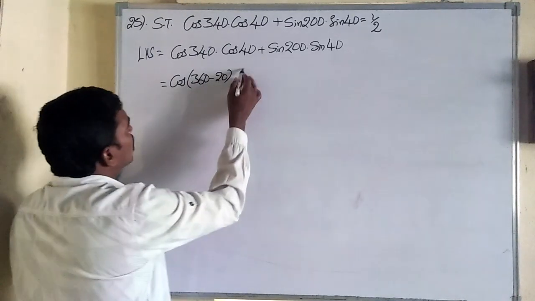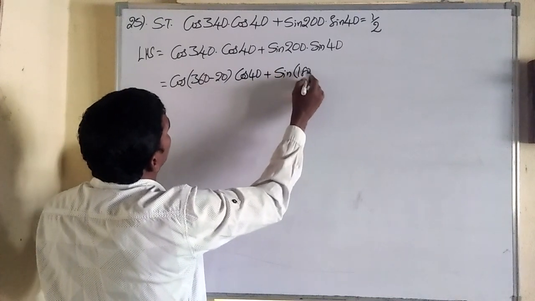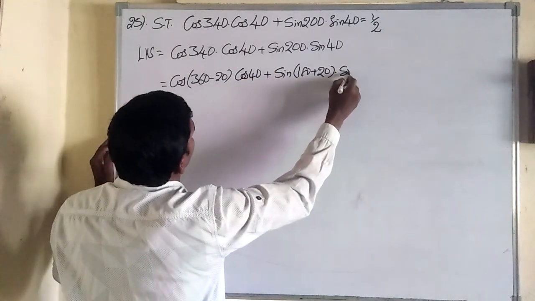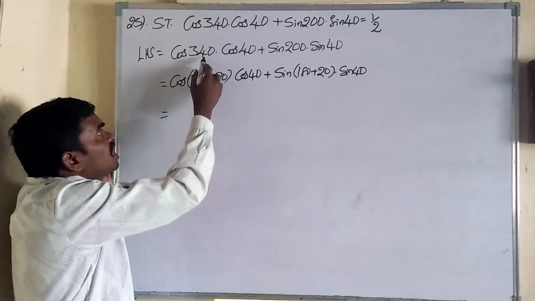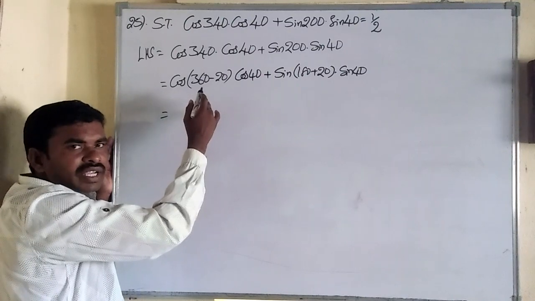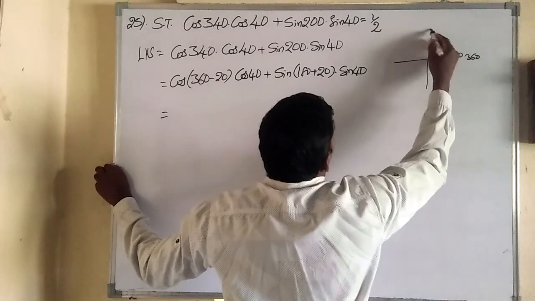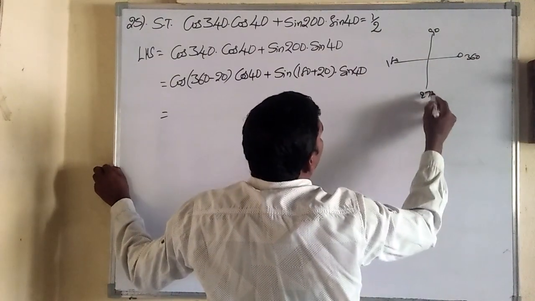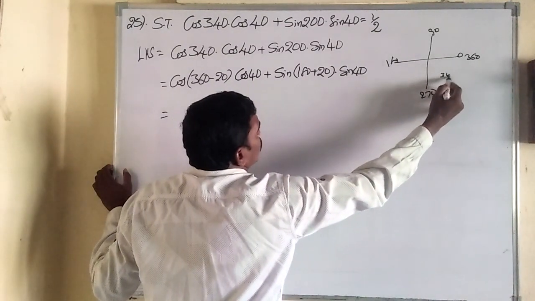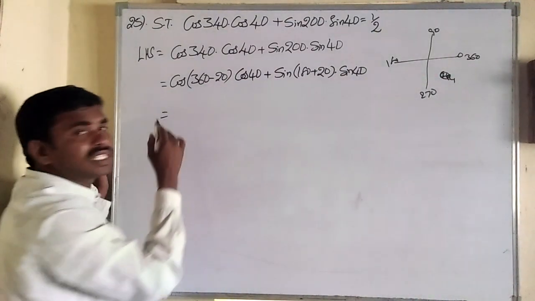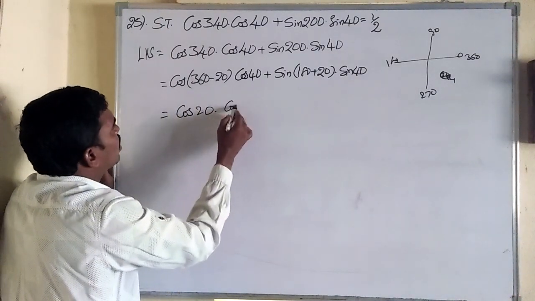Okay. So cos 40, no problem, it is below 90 degrees. Sin 200 we can write as 180 plus 20, and into sin 40 as it is. Now 360 minus 20 means 340 belongs to which quadrant? Yes, fourth quadrant. Very good. 0 or 360, 90, 180, 270, 360. So 340 belongs here, fourth quadrant. In the fourth quadrant cos is positive. So cos 20 and into cos 40 as it is.